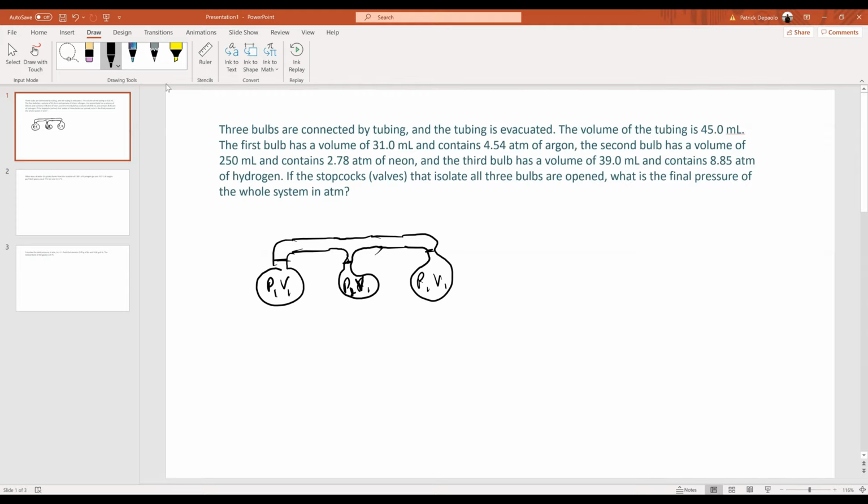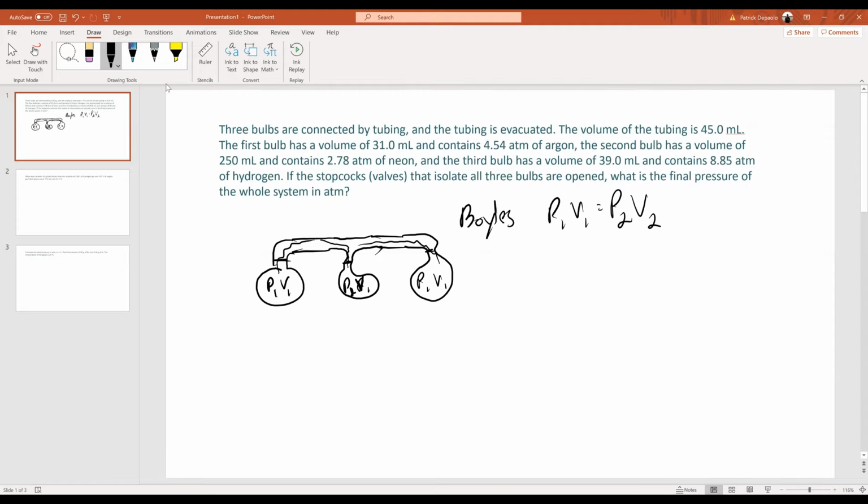Once the stopcocks are opened, all of the gas from all 3 will be equally dispersed in the entire system. So that would be our final volume for the system. And we can just use Boyle's law for this question. Boyle's law is P1 V1 equals P2 V2, representing the inverse proportionality between pressure and volume. So you can set up a P1 V1 for each of these gases and a P2 V2 for each of these gases, because you are looking for that final pressure.